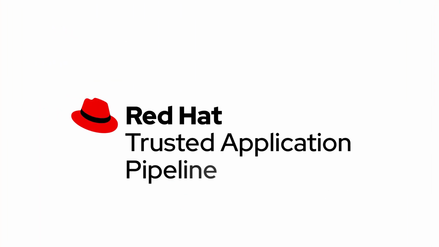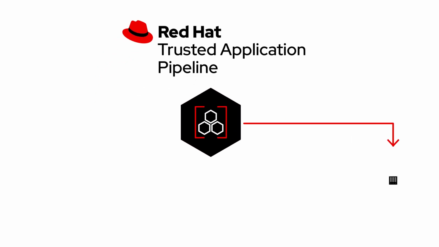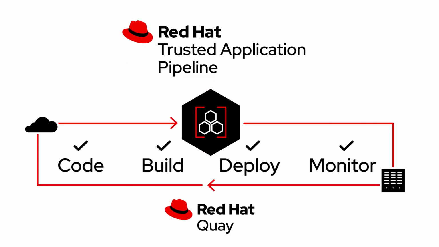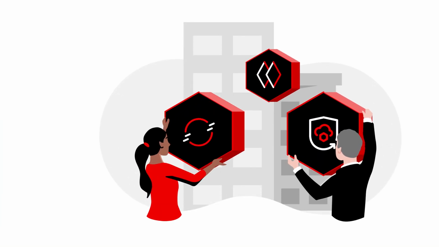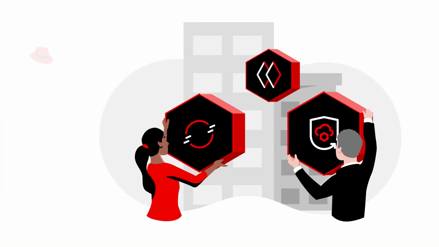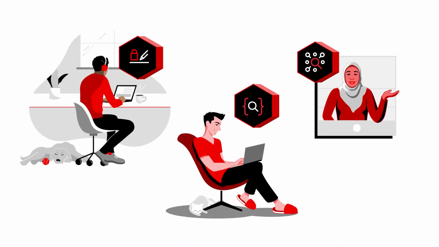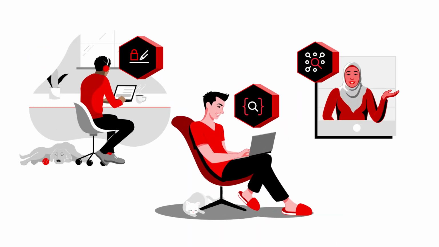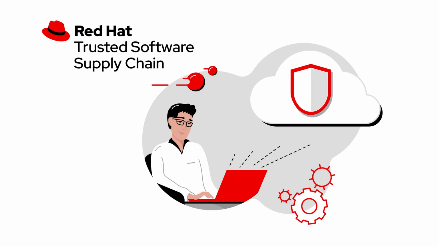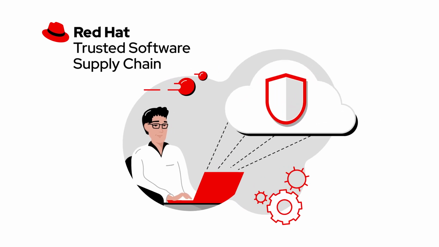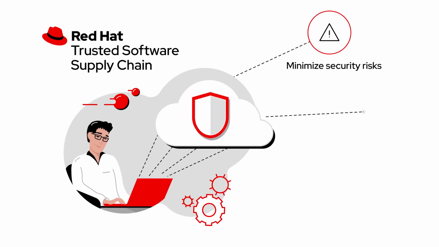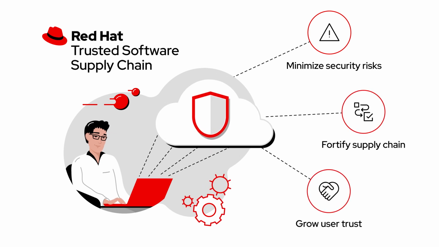Red Hat Trusted Application Pipeline offers flexibility and choice as you shift security left in the software supply chain. These self-managed on-premise capabilities are easily bolted onto your application platform like Red Hat OpenShift or consumed in parts to meet your developers where they are. Through Red Hat Trusted Software Supply Chain, we give you the tools you need to minimize security risks, fortify your supply chain, and grow user trust.